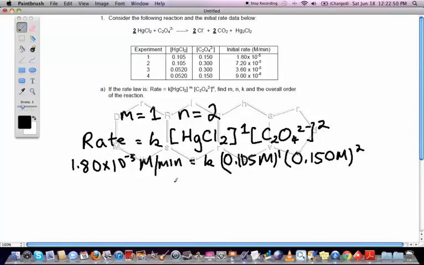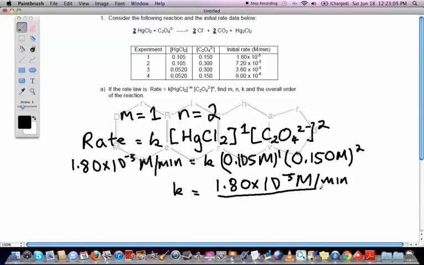So as you can see, what's going to happen is I'll isolate k, and k will be 1.80 times 10 to the negative 5 molar per minute over 0.105 molar, that's all going to be the first power, and this will be 0.150 squared molar squared, because I have to distribute the squared amongst the unit and the number, of course.